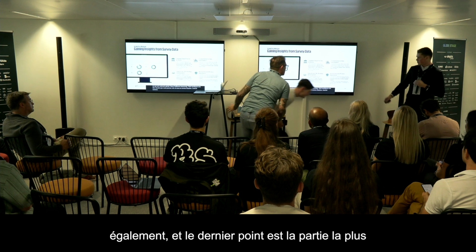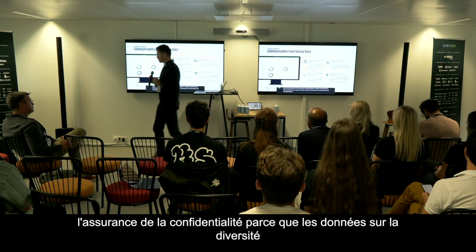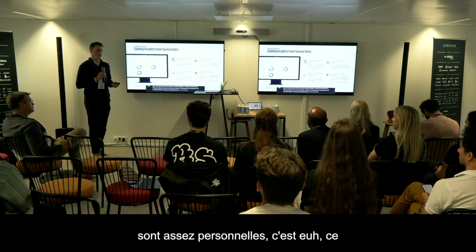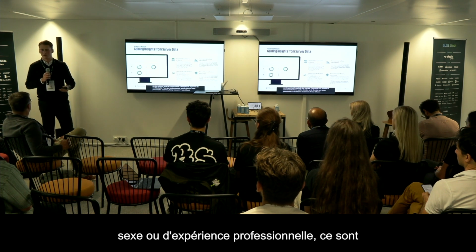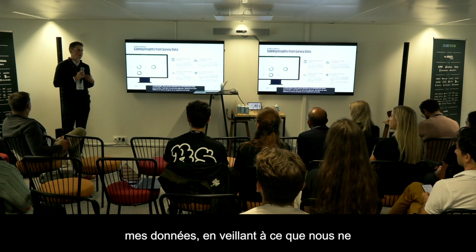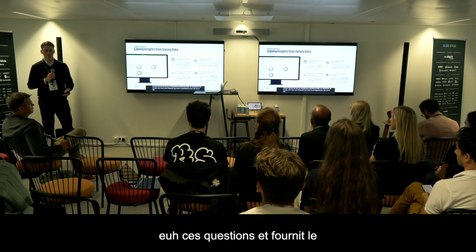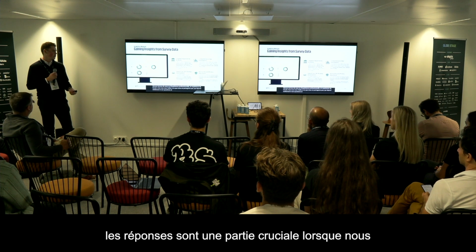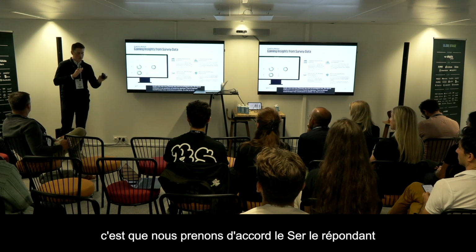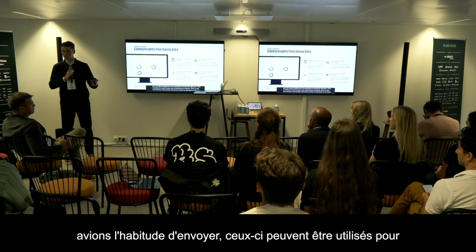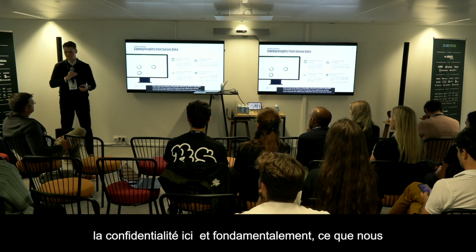And the last point is the most crucial part of it, the anonymity and privacy assurance. Because diversity data is quite personal. It's my answers. If I feel different in gender or in work experience, that's my data. Ensuring that we don't share who is actually answering these questions is a crucial part when we are building the solution. So we take the respondent itself, where we store the email, which we use to send out. Those can be used to actually track down the person, right? So privacy here is basically zero.